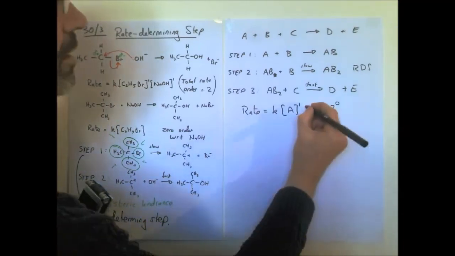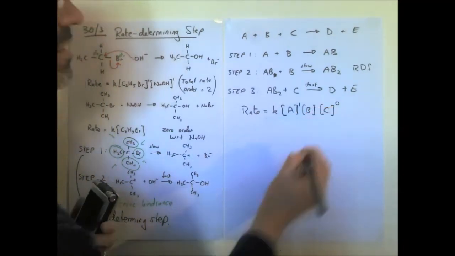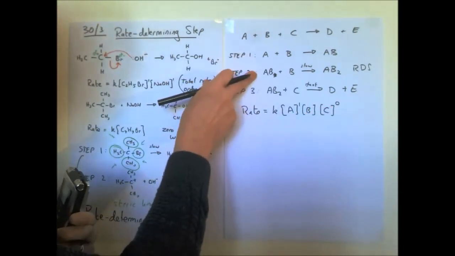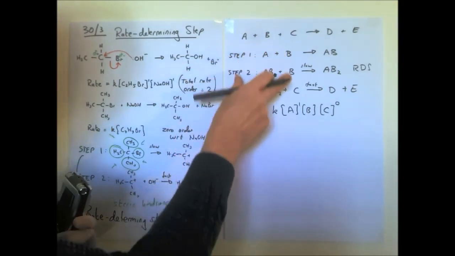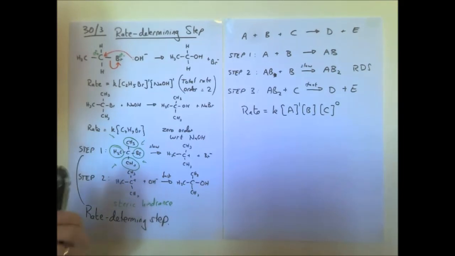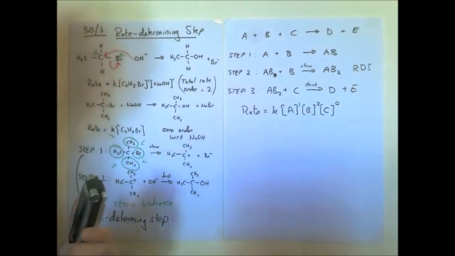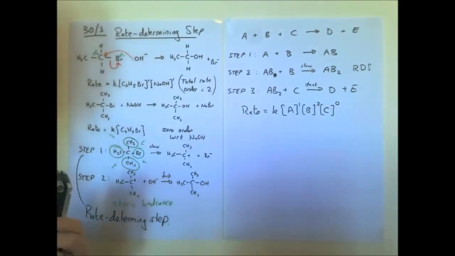Well, what about B? Well, B definitely appears in and before the rate determining step. But notice that we need two B's. B appears here and then it appears again there. So this is that situation in which B would be second order.